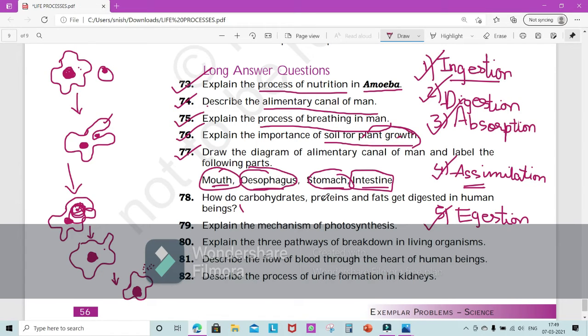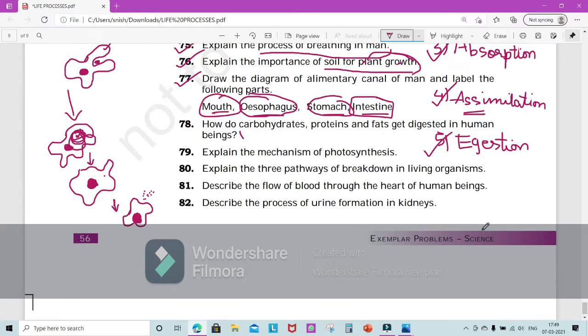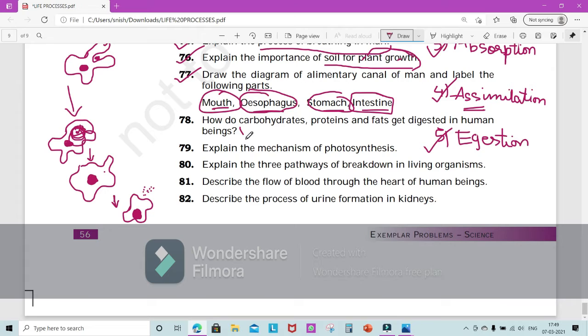Now, how do carbohydrates, proteins and fats get digested in human beings? How are they digested? You can mention where they are digested also. Firstly, for carbohydrates, digestion actually takes place in 2 different places. First is in the mouth, and it takes place in the intestine as well. In the intestine, it's through the intestinal juices, specifically in the small intestine.